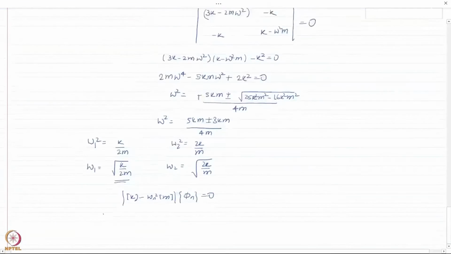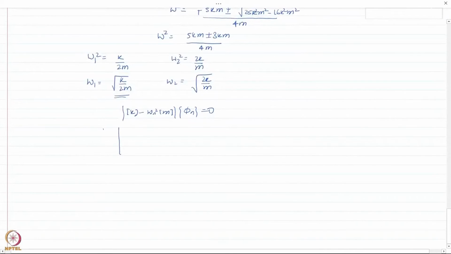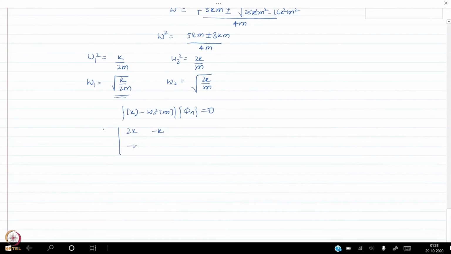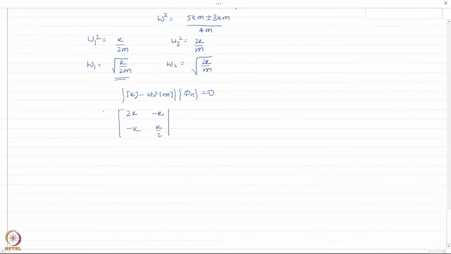Basically I would have these expressions inside, and if I substitute omega square equal to k by 2m, this would be simply 2k minus k, and then here k, so it would be k by 2, times phi 1. Now phi 1 can be written as phi 11 and phi 21, which represents the coordinates at degree of freedom 1 and degree of freedom 2 for mode 1. Remember, if you have phi ij, i corresponds to the degree of freedom and j corresponds to the mode, and the same would be true for other response vectors as well, like u ij, and so on. So I have phi 11 and phi 21 equal to 0.